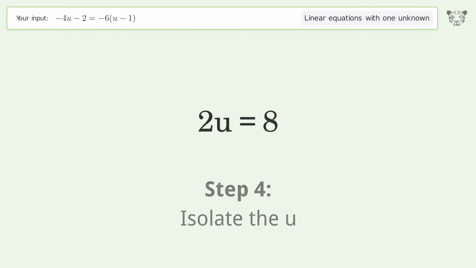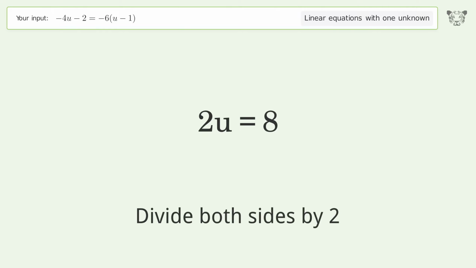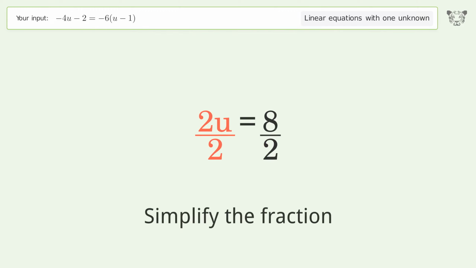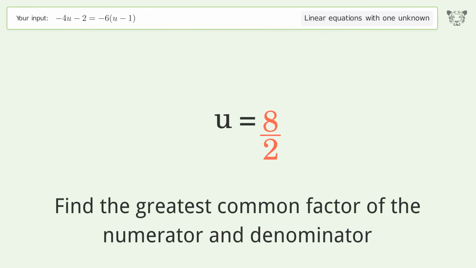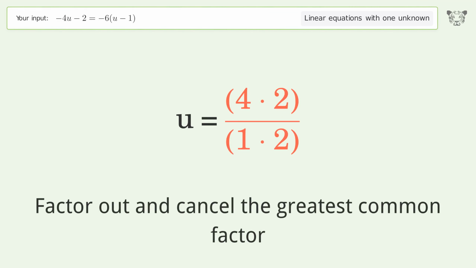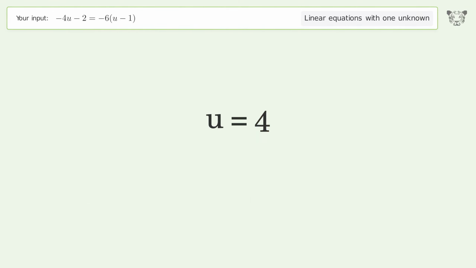Isolate the u. Divide both sides by 2. Simplify the fraction. Find the greatest common factor of the numerator and denominator. Factor out and cancel the greatest common factor. And so the final result is u equals 4.